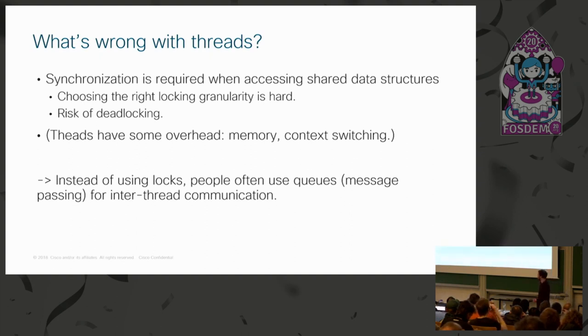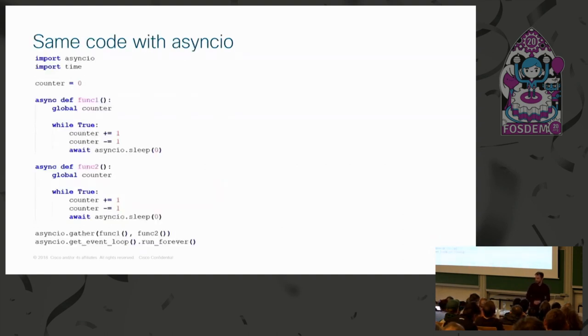That's a way to prevent using locks and prevent these issues. But it's also a whole different way of programming. So let's come to async.io. We're going to have a look at how we can do these things in async.io.